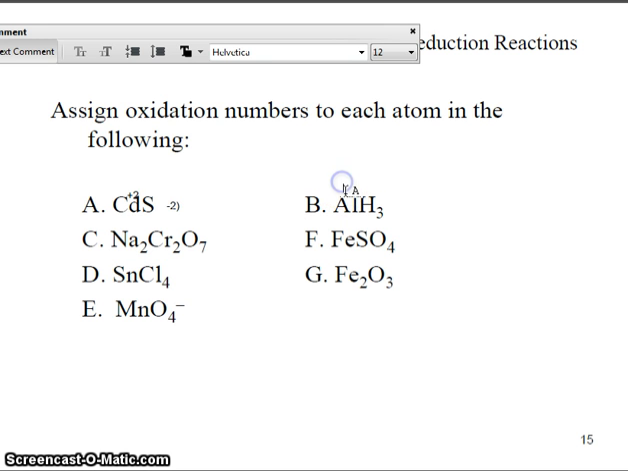Aluminum likewise is a group 3 element. And hydrogen, while usually has a +1, in this case will be treated as a -1. So aluminum being group 3 is a +3, while hydrogen is a -1 for this case.